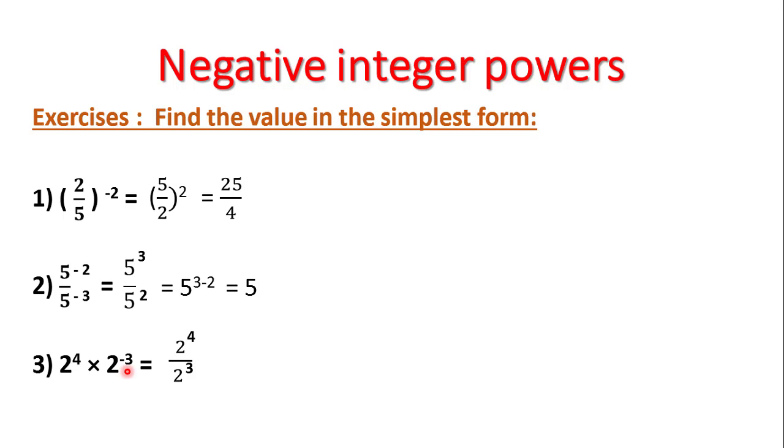I get the reciprocal of 2, 1 over 2, and I change this sign to positive. So I have 2 to the power 4 over 2 to the power 3, which is 2 to the power 4 minus 3, which is 2.